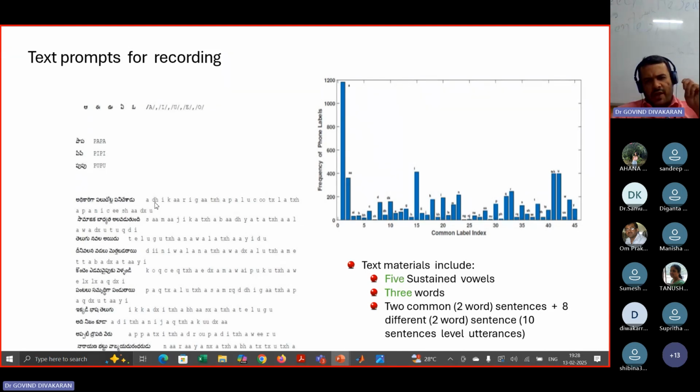We are using a common label set for designing the prompts used for the recording, and this chart shows the distribution of the various labels. We have designed the prompts in such a way that they are all phonetically rich. So for all the 50 patients, we can see that all the sounds are available.